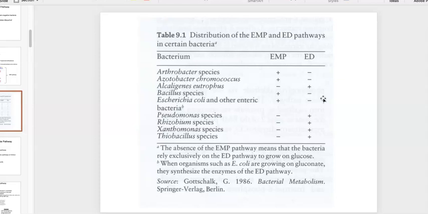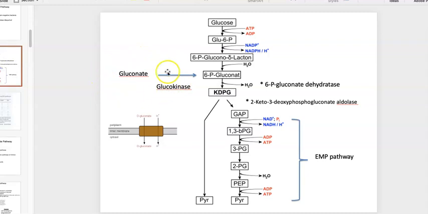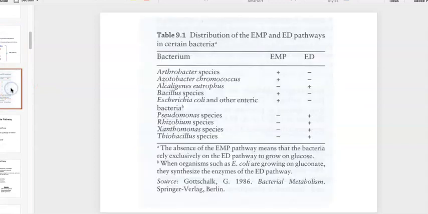And so again, the idea is that some microbes are a little bit more versatile and can do some portions of these pathways, like E. coli. So that's why it says here, when organisms such as E. coli are growing on gluconate, they can synthesize the enzymes of the ED pathway, but generally don't use them unless there's a weird circumstance like this, where the microbe finds itself with an abundance of the substrate.